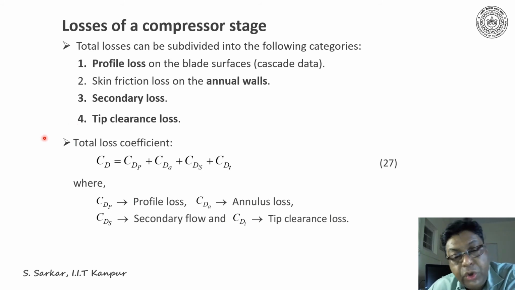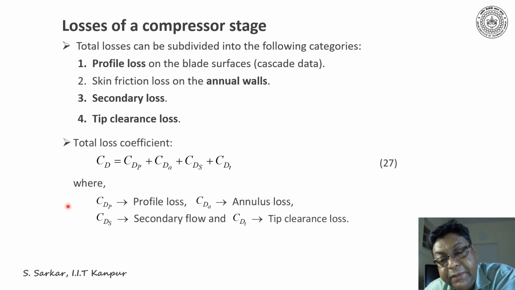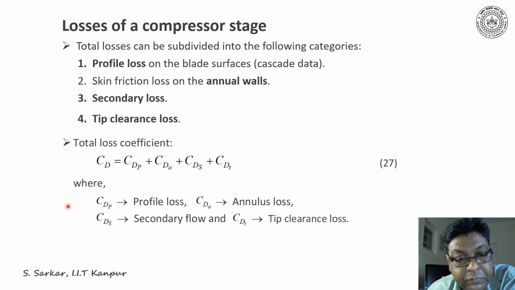Thus, the total loss coefficient can be defined as CD is equal to CDP plus CDA plus CDS plus CDT, where CDP is the profile loss coefficient, CDA is the annulus loss coefficient. Similarly, CDS is the secondary flow loss coefficient, and CDT is the tip clearance loss coefficient.